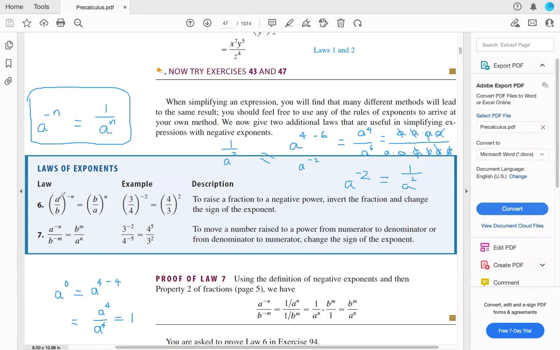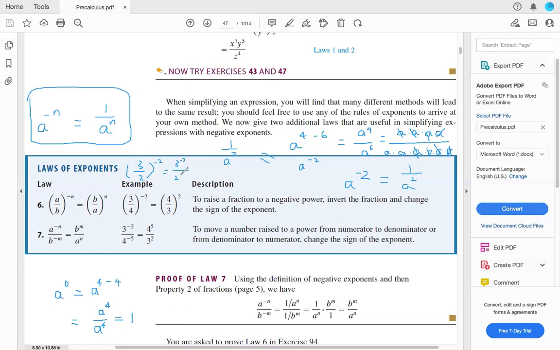Okay, so for law number 6, we know a divided by b raised to the negative n is equal to b divided by a raised to n. So if I want to get rid of this negative, I need to flip the fraction, right? Why is that? Let's prove it. If I have, maybe, 3 divided by 2 raised to negative 2, for example, what I get here is 3 raised to the negative 2 divided by 2 raised to the negative 2.